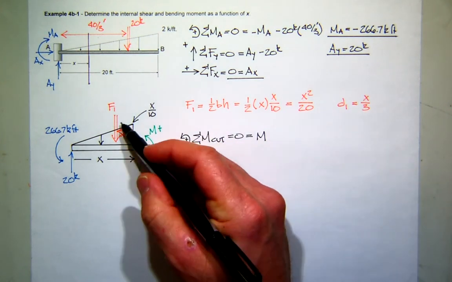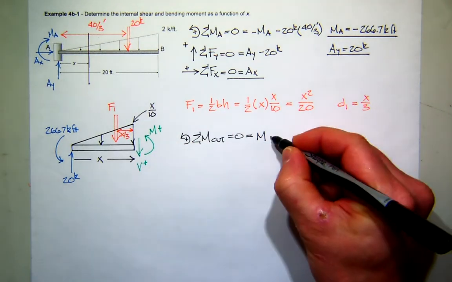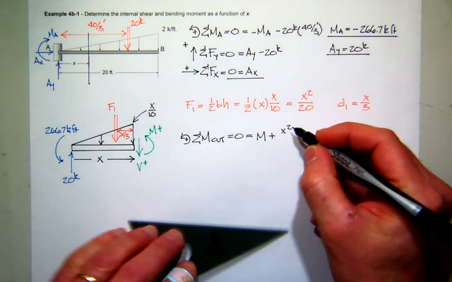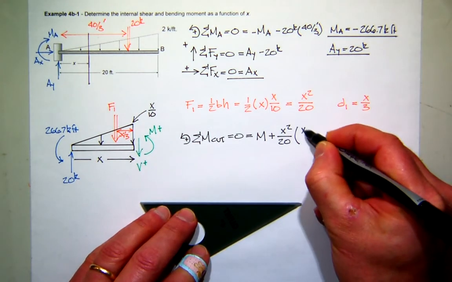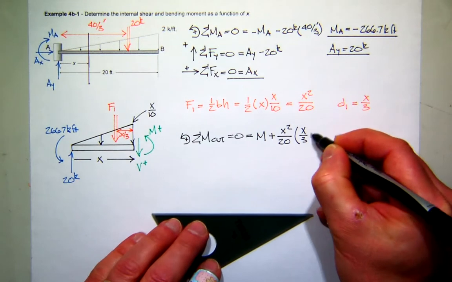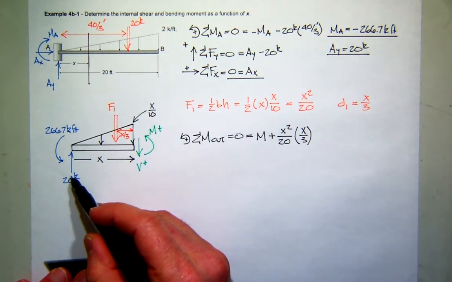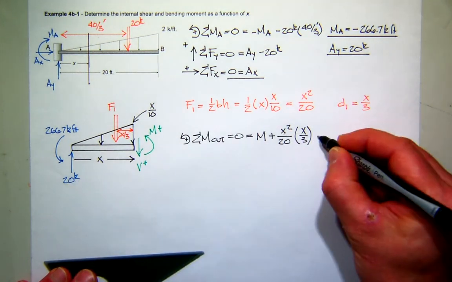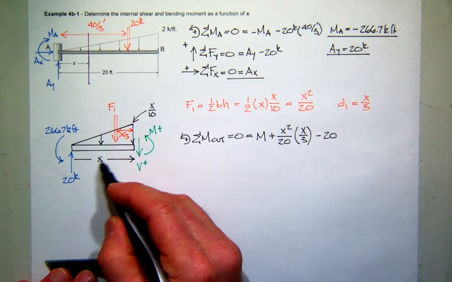About the cut, F1 creates what kind of moment? Positive or negative? Positive. So it would be F1, which is x squared over 20, times a moment arm of x over 3. Then I have 20 kips. What kind of moment does that create? Positive or negative? Negative. And what's the moment arm from the cut to 20? X.